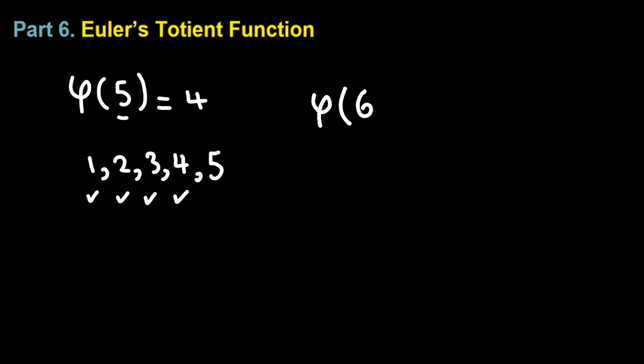Let's consider, for example, phi of 6. You consider 1 to 6.